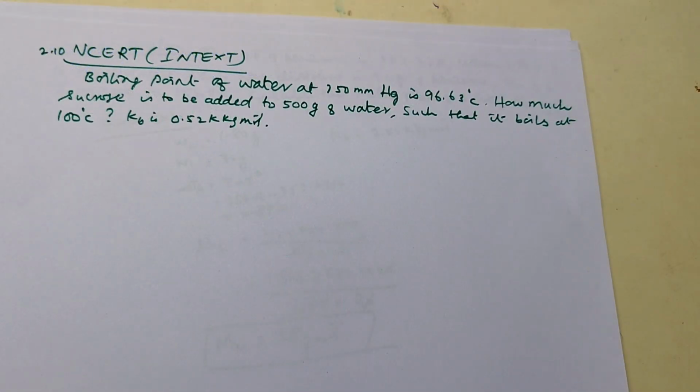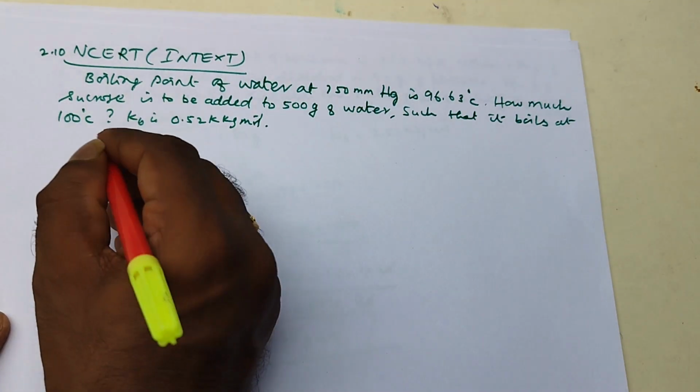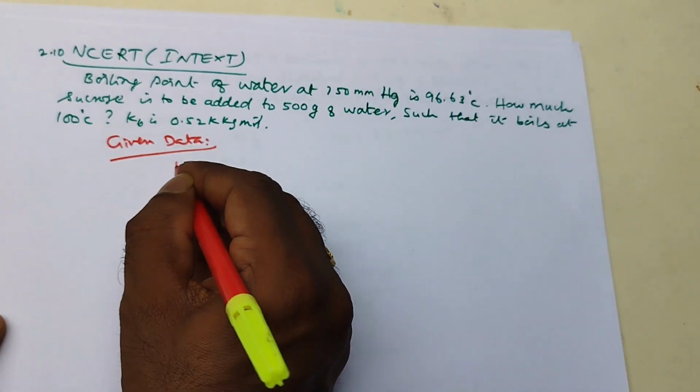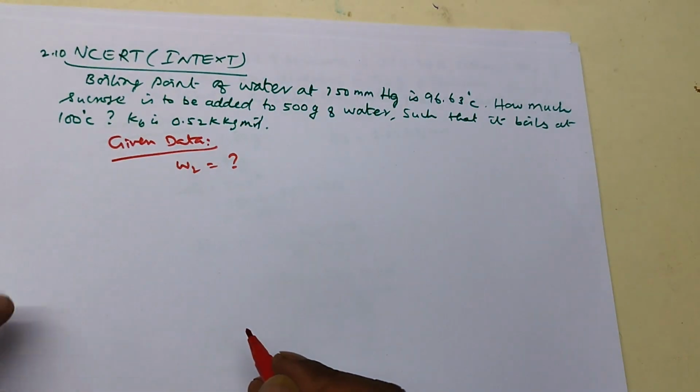Another problem, an NCERT in-text question. Boiling point of water at 750 mm mercury is 96.63 degrees centigrade. How much sucrose is to be added to 500 gram of water such that it boils at 100 degrees centigrade? Kb is given as 0.52 Kelvin kilogram per mole. These are the data available, and they ask you to calculate how much sucrose, that is W2, the question mark. So sucrose is a solute here. So you have to write all the data, first the given data. W2 is equal to question mark, correct?